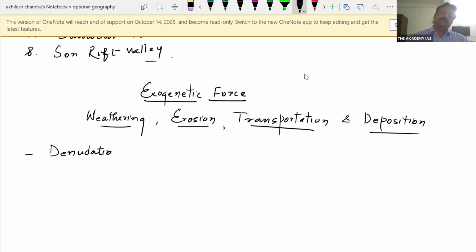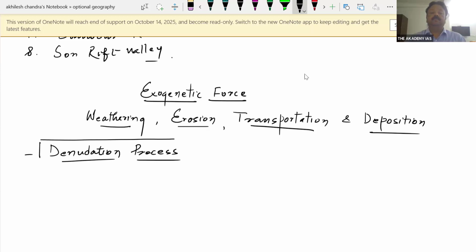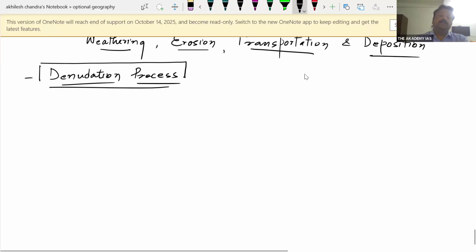Denudation process. So whatever the first and second order landform created on the Earth's surface, exogenetic forces are doing what? Weathering, erosion, transportation, deposition of sediment, and clear the land, and which is called as denudation process. Let's take up one by one. First one is weathering.